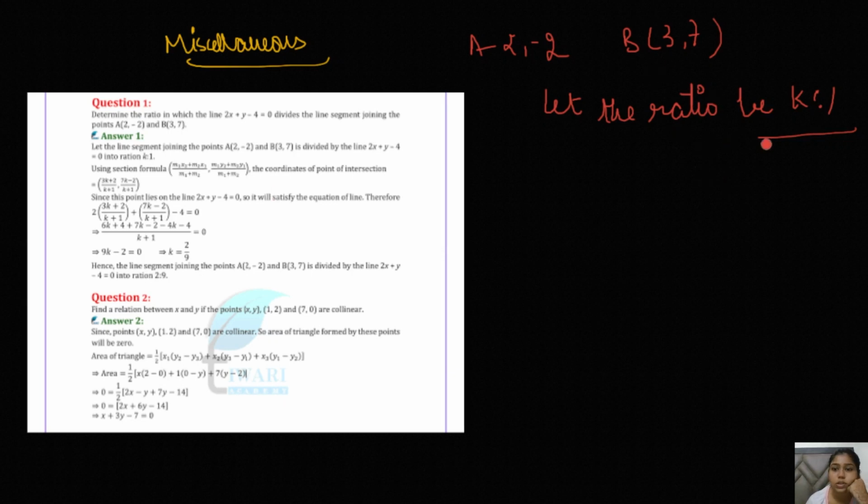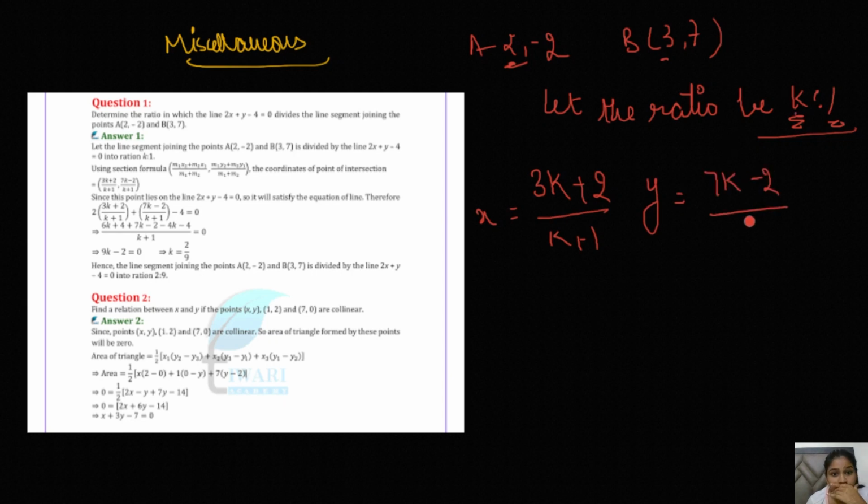Okay, now since we have considered this ratio, it will be like m1, this is m1 and this is x2, so it will be 3k, this is m2, and this is 3k plus 2 divided by k plus 1, which will be your x coordinate, right? And the y coordinate will be m1 y2, that is 7k minus 2 divided by k plus 1, right? So this is your x and y coordinates.